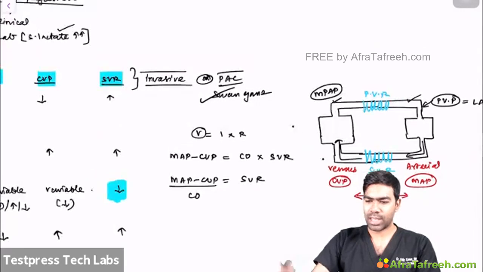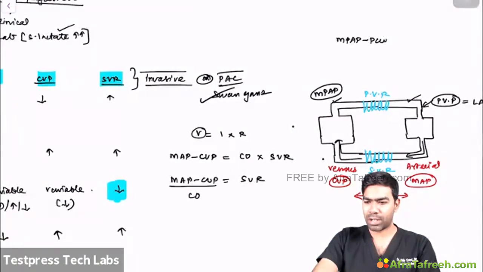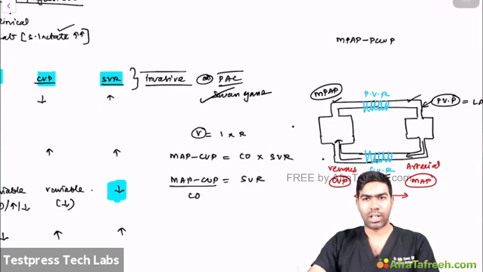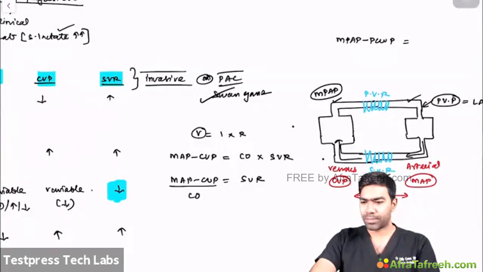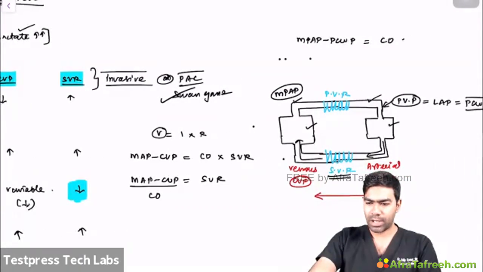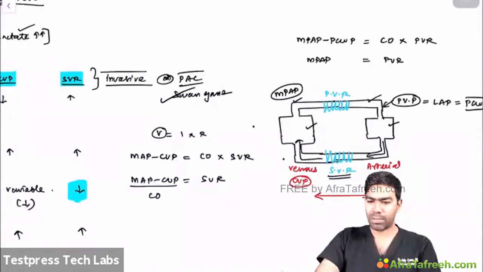So by using the same formula, that is MPAP minus PCWP, that is mean pulmonary artery pressure minus pulmonary capillary wedge pressure, arterial side minus the venous side, must be equal to the flow, that is the cardiac output. So obviously if there is no problem, then right-sided flow must be equal to the left-sided flow. That must be equal to the cardiac output, multiplied by the pulmonary vascular resistance in this setting. So of course, if you want to know the pulmonary vascular resistance, then your formula will be MPAP minus PCWP divided by cardiac output. That's all.